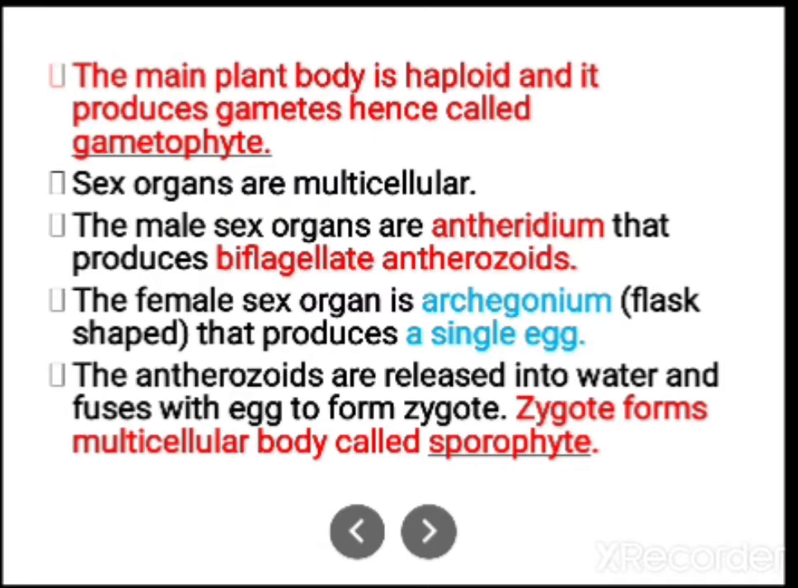The main plant body is haploid and it produces gametes, so that's why you call that a gametophyte. The sex organs are multicellular. The male sex organ is called antheridium, and the female sex organ is called archegonium. Antheridium produces antherozoids, which are biflagellate, and archegonium produces the egg. Archegonium is a flask-shaped structure. These antherozoids are released into water and fuse with the egg to form the zygote. And the zygote forms a multicellular body that you call the sporophyte.